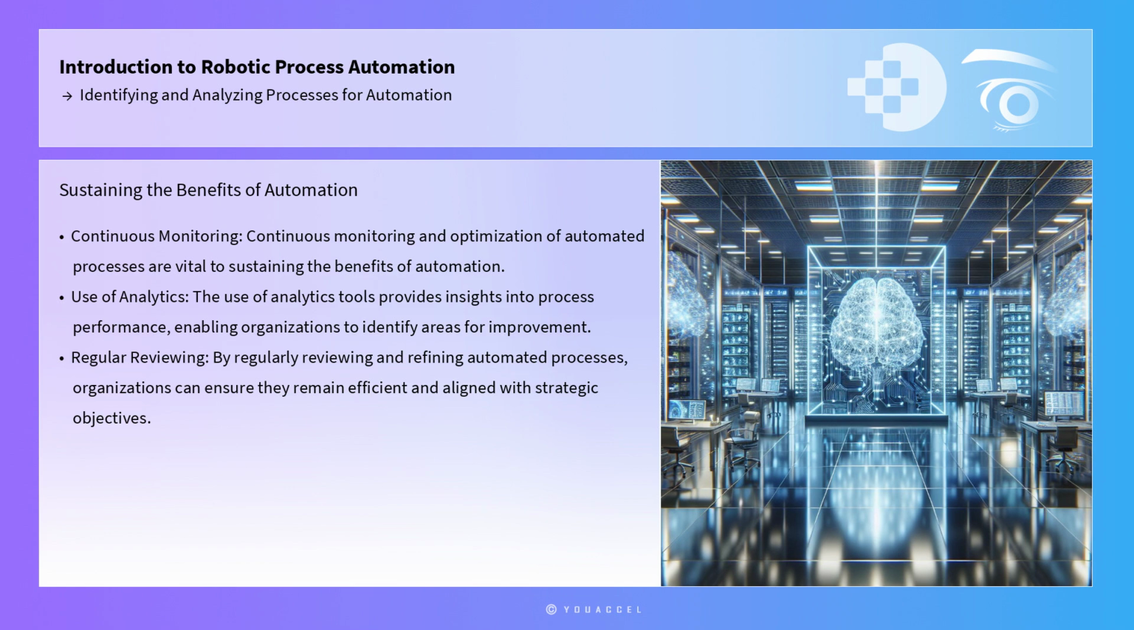Finally, continuous monitoring and optimization of automated processes are vital to sustaining the benefits of automation. The use of analytics tools provides insights into process performance, enabling organizations to identify areas for improvement and adapt to changing business needs. By regularly reviewing and refining automated processes, organizations can ensure they remain efficient and aligned with strategic objectives.